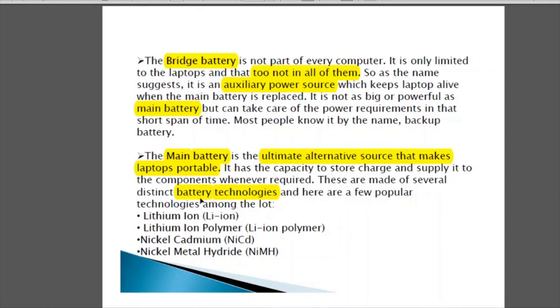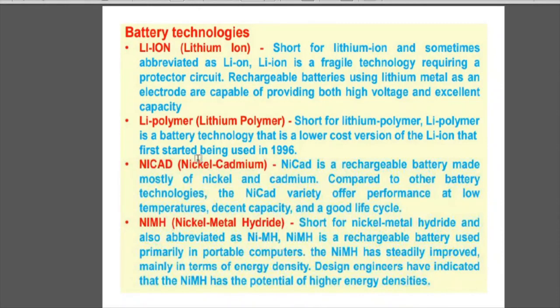So there are different battery technologies which are available in the market. They are as follows. We will discuss them next. So these are battery technologies. बेसिकली बैटरीज किस किस चीज़ की बनी होती है, कौन सा केमिकल यूज होता है, कितने टाइप्स की बैटरीज है, राइट? सो फर्स्ट इज लिथियम आयन बैटरी, that is Li-ion.